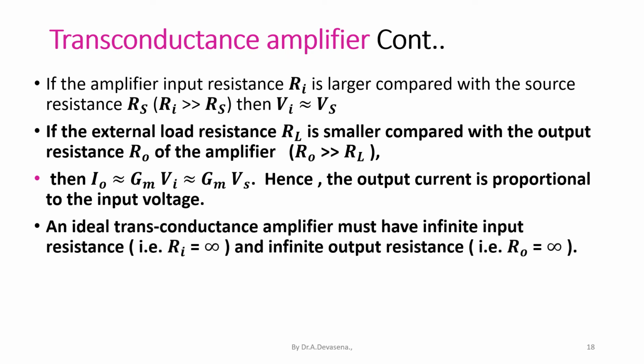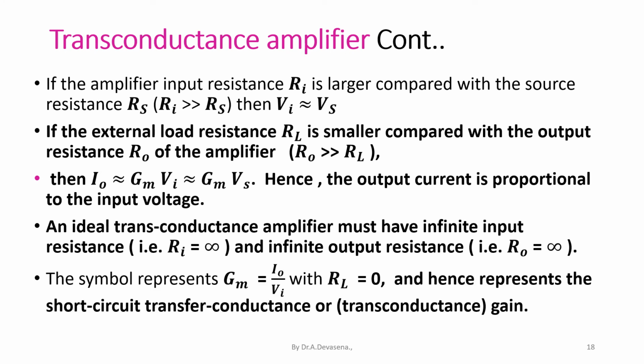An ideal transconductance amplifier must have infinite input resistance, that is Ri equal to infinity, and infinite output resistance, that is R0 equal to infinity. The symbol GM represents output current over input voltage with RL equal to 0, and hence represents the short circuit transfer conductance or transconductance gain.